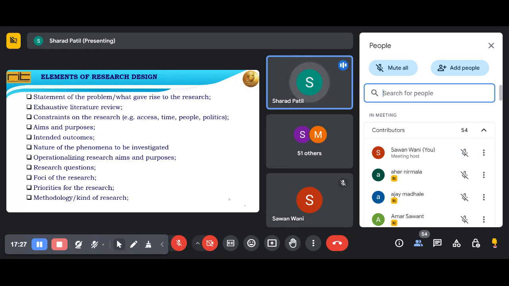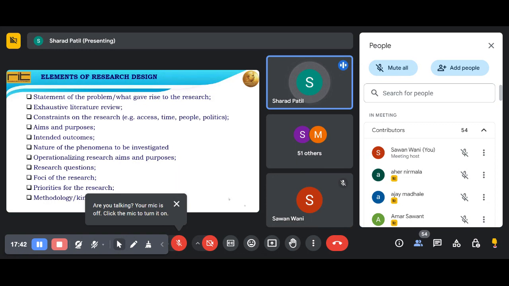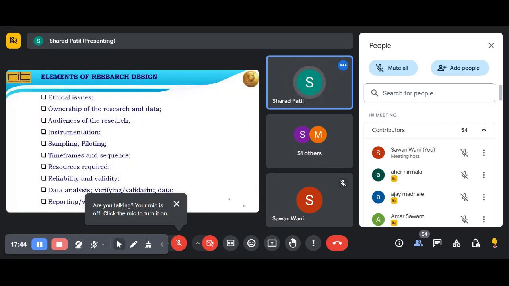Then the priorities for the research. That is a very simple step: how you are going to prioritize your research work alongside whatever regular work you have, and proceed ahead. Then methodologies and kinds of research, and what methods you are going to use for this.